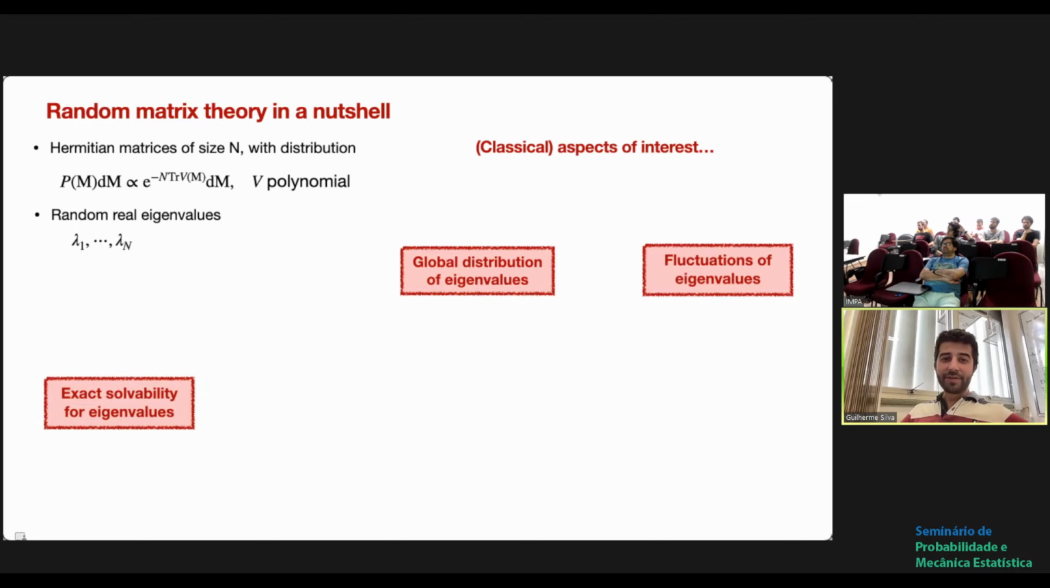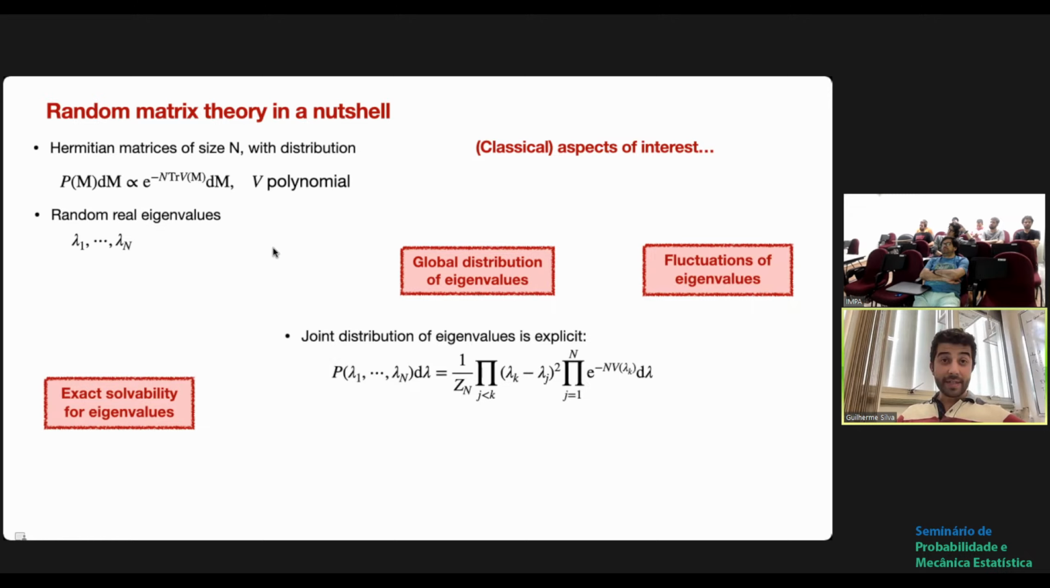Random matrices provide a good background to make predictions in physics and to describe, let's say, new phenomena. And in our concrete case, in this class of matrix models that we are talking about, you can see this exact solvability, for instance, at the level of eigenvalues. As I said, you start with Hermitian matrices, this kind of Gibbs measure, eigenvalues are real but random, but you can actually write down explicitly the joint distribution of eigenvalues.